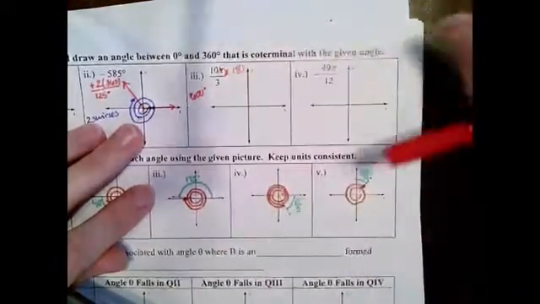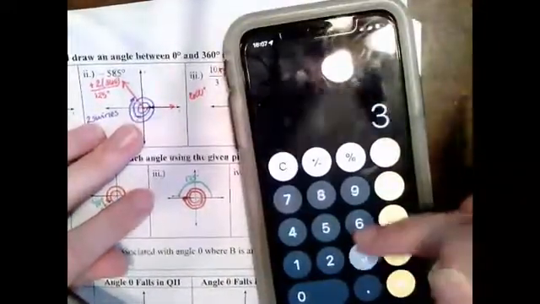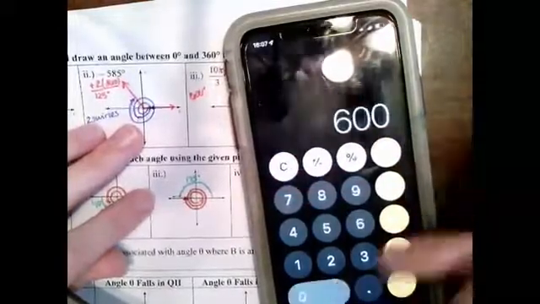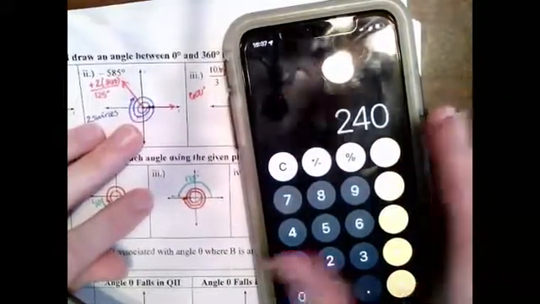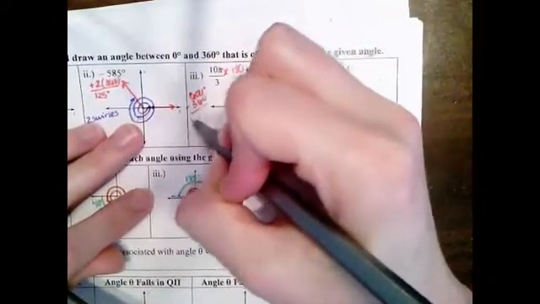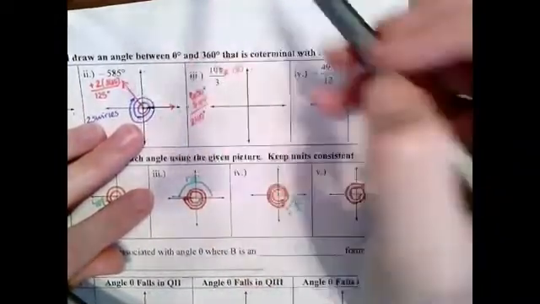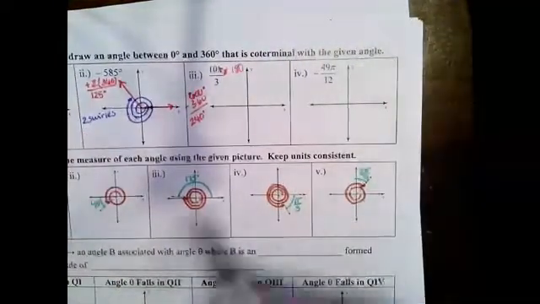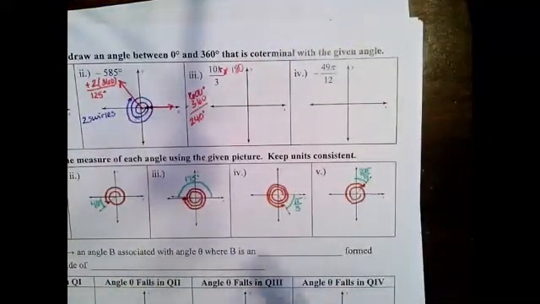How many 360s do we need to take away to get between 0 and 360? 600 minus 360 is 240. So I only need to take 1 360 away to get 240. So that's going to be my coterminal angle. And I need to do 1 swirly.